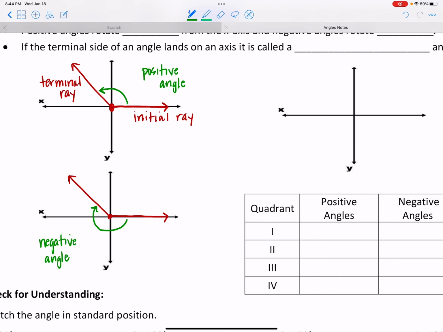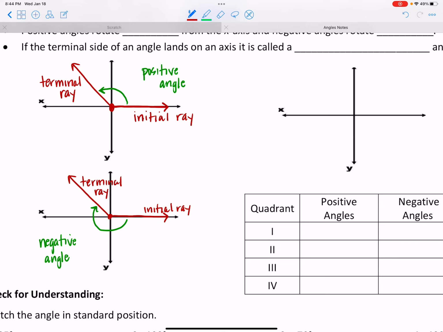Again, this is still going to be referred to as the initial ray. This is the terminal ray, or sometimes we call them the initial side and the terminal side. But if we rotate up to create the angle, it's positive. If we rotate down to create the angle, it's negative.